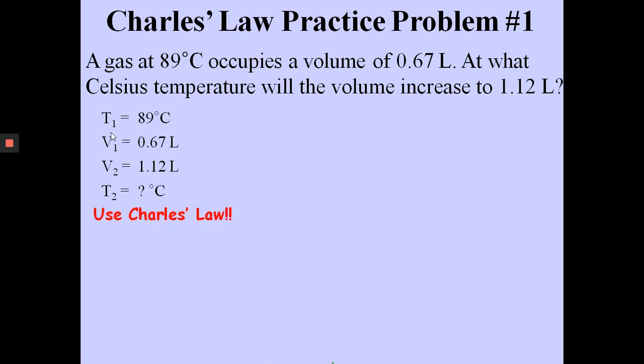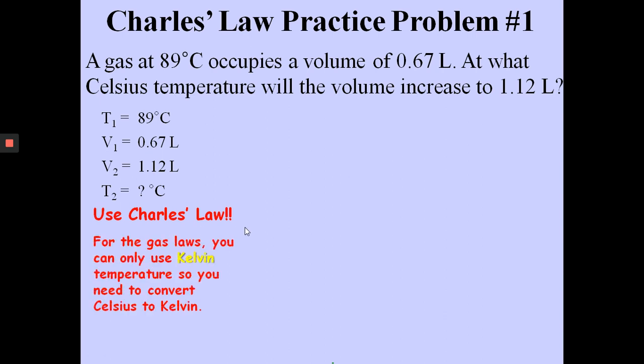Based on this given information, T1, V1, V2, T2, we have to use the Charles' law. But for every gas law, you can only use a Kelvin temperature scale. So if you're given the Celsius like this problem, you have to first convert to the Kelvin. So I'm going to simply add 273 to the Celsius to get the Kelvin, which is the unit conversion we learned last time. So 89 plus 273, that's going to be equivalent to 362, reporting the correct number of significant figures.